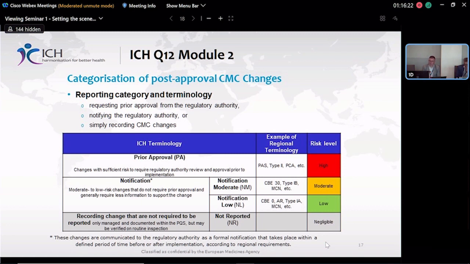Underpinning everything, of course, is the quality system, and all changes should be recorded in the quality system, regardless of whether they trigger a variation or not.